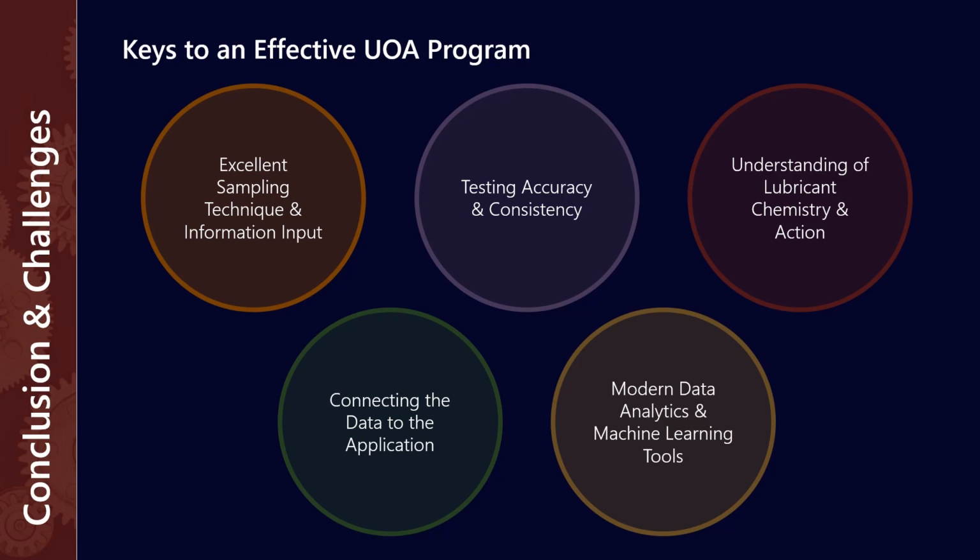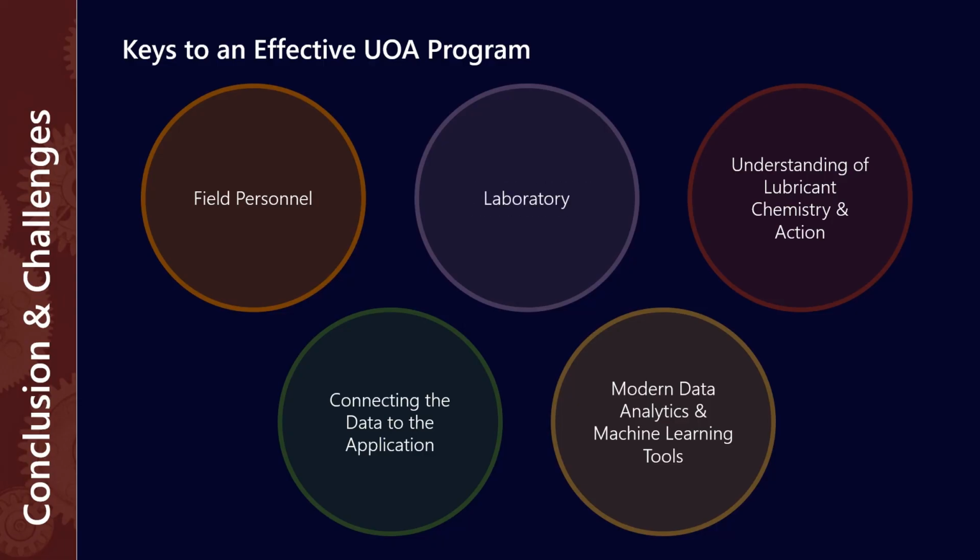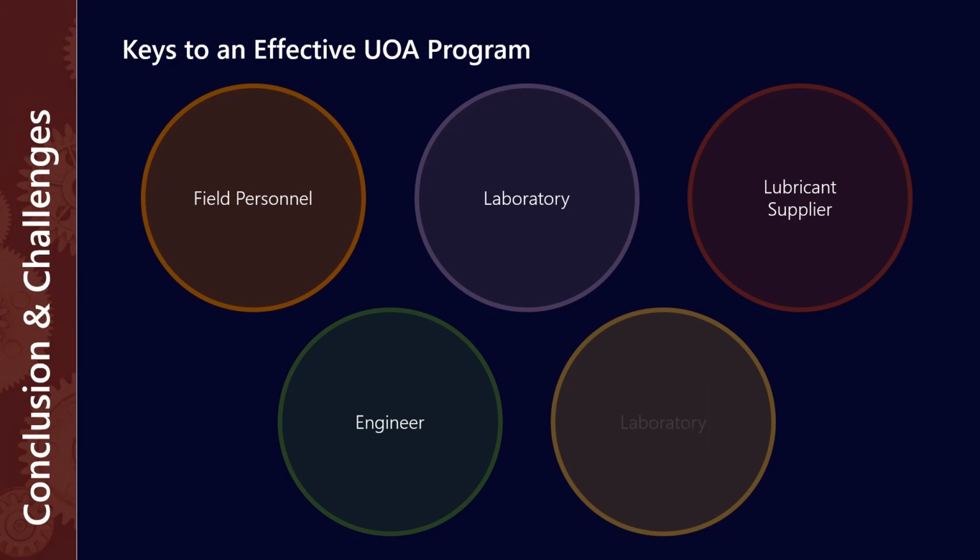Now, who is the holder of the keys in your organization? Most likely, I'm going to say it looks like this. Sampling technique is the responsibility of field personnel. Testing accuracy and consistency is the responsibility of the laboratory. Understanding the lubricant chemistry and how it acts is probably the responsibility of your lubricant supplier. The engineer is responsible for, what was that one again? Forgot. And modern data analytics and machine learning tools, responsibility of the laboratory. Sorry, the engineer was connecting the data to the application. So that's how it probably looks at the moment.